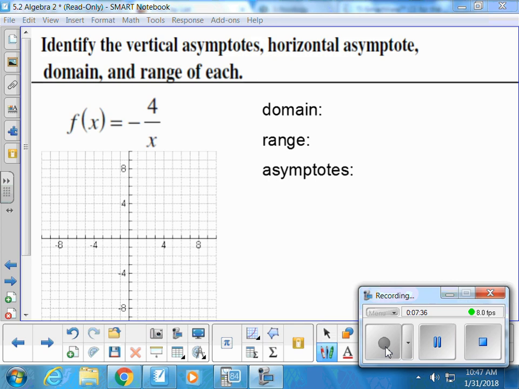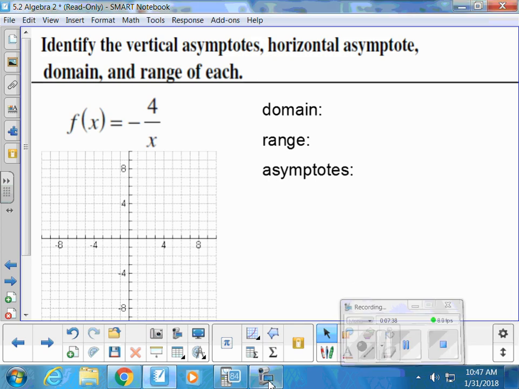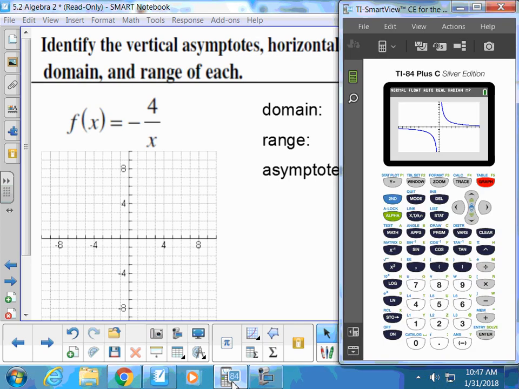Let's graph it in the calculator and look. And we're not going to fill out a table on this one, but we're more interested in the domain, range, and asymptotes. So negative 4 over x. Graph. Awesome. So if you guessed they were switching quadrants, you are absolutely correct. We're in quadrants 2 and 4 now.